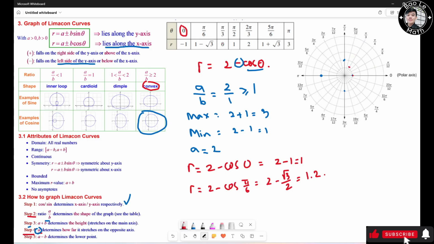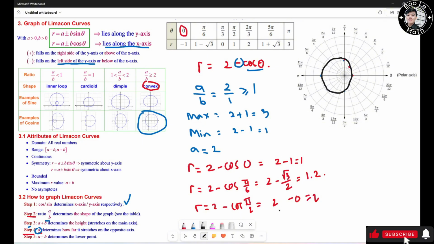Now pi over 2, substitute over here, so you have r equals 2 minus cosine of pi over 2. It should be 2 minus 0 equals 2, right? So it's actually the point right here, right? Now you just take the symmetrical point with this point about the x-axis, and we have this one right here. Now if we connect these points, it should be something like this.